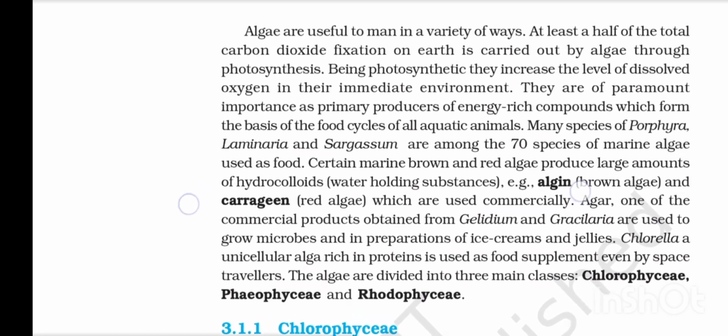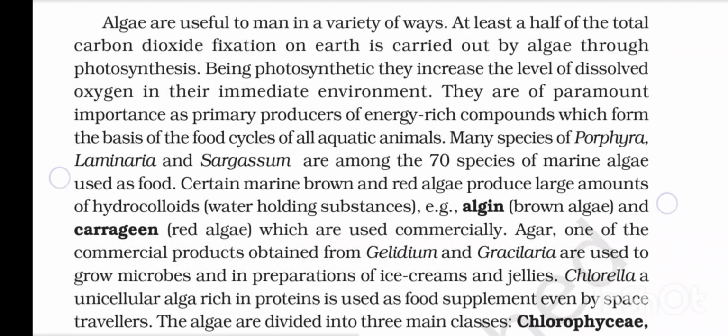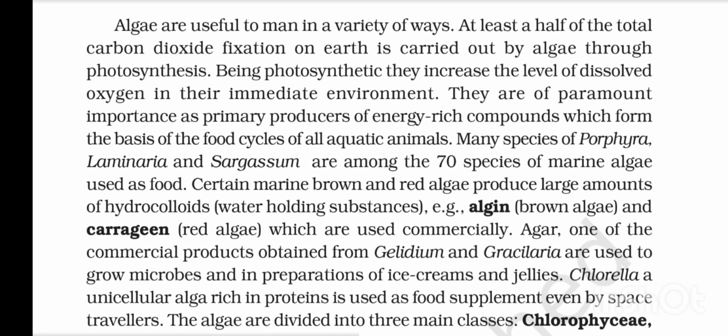Algae are useful to man in various ways. At least half of the total carbon dioxide fixation on Earth is carried out by algae through photosynthesis. Being photosynthetic, they increase the level of dissolved oxygen in their immediate environment. They are of paramount importance as primary producers of energy-rich compounds which form the basis of the food cycle of all aquatic animals. Many species of Porphyra, Laminaria, and Sargassum are among the 70 species of marine algae used as food.